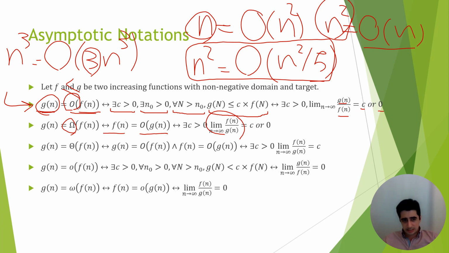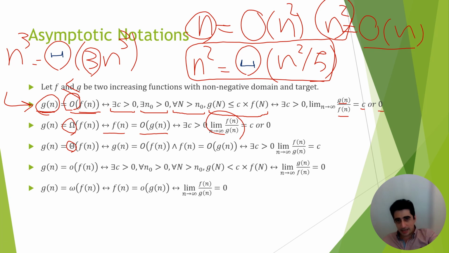Another notation is theta. We can say g of n is theta of f of n. Theta intuitively means they have the same growth rate, right? So g of n is theta of f of n if g of n is big O of f of n, and also f of n is big O of g of n, right? So that means they both have the same growth rate. For example, let's use another color, blue. I can say n cube is theta of 3n cube because they grow at the same rate. And also I can say n squared and n squared over 5 are big theta of each other.